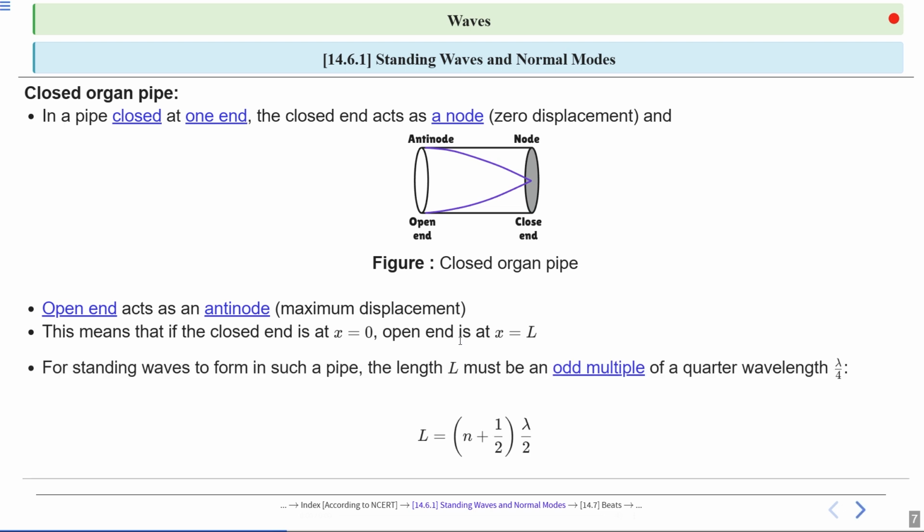Now, to form standing waves in a closed pipe, the length must be an odd multiple of a quarter wavelength. Alright, this means the length L is given by L equal to (n plus 1/2) into lambda by 2, where n is an integer. This condition ensures that the wave reflects at the closed end and interferes constructively with the incoming wave, which creates a standing wave.